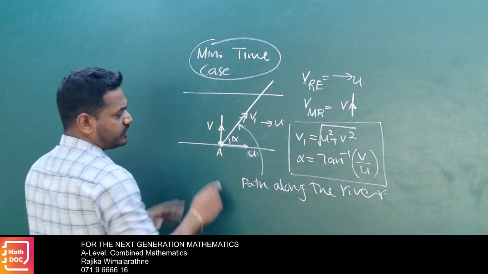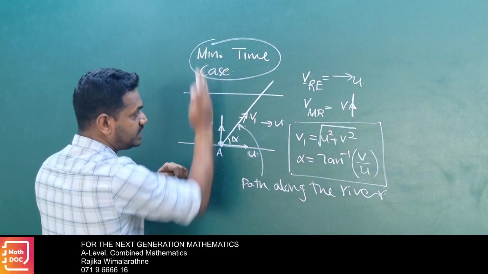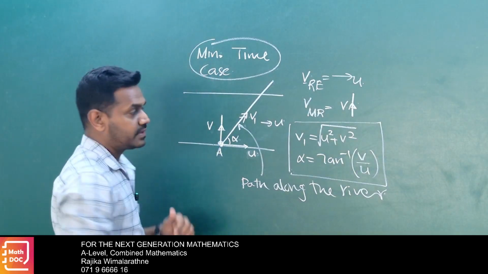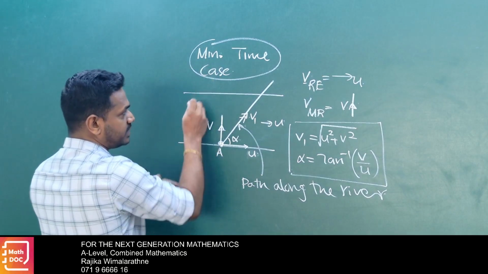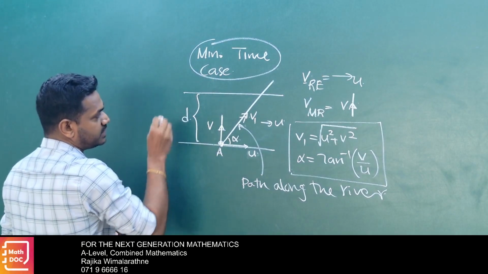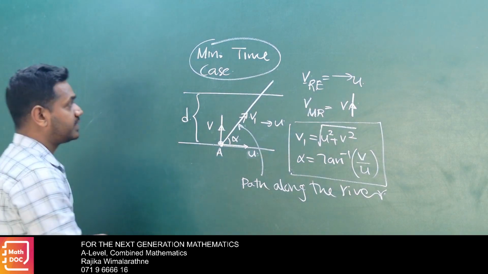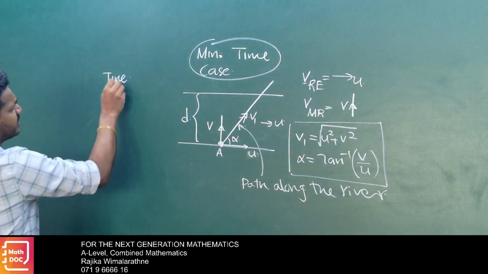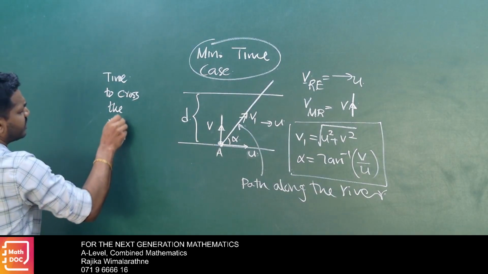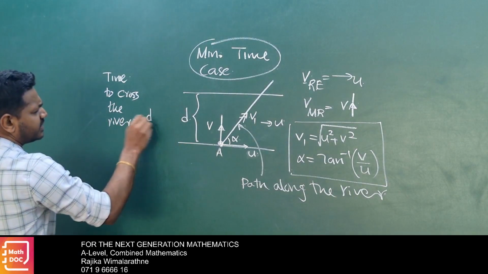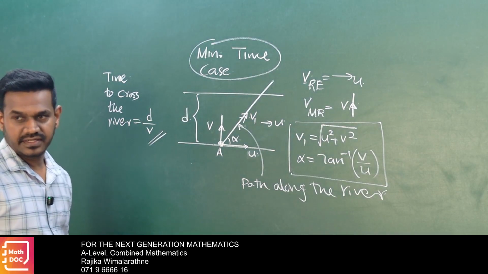Now consider the downstream velocity u and the perpendicular-to-the-bank velocity v. Then definitely the crossing happens with v, not with u, no? So this belongs to the crossing. Consider the breadth to be simply d. Then the time to cross the river is d, with the corresponding velocity v: time to cross the river is d divided by v.